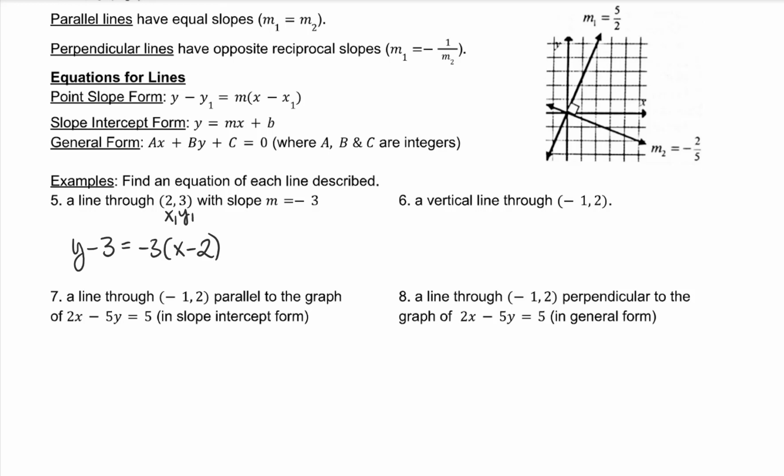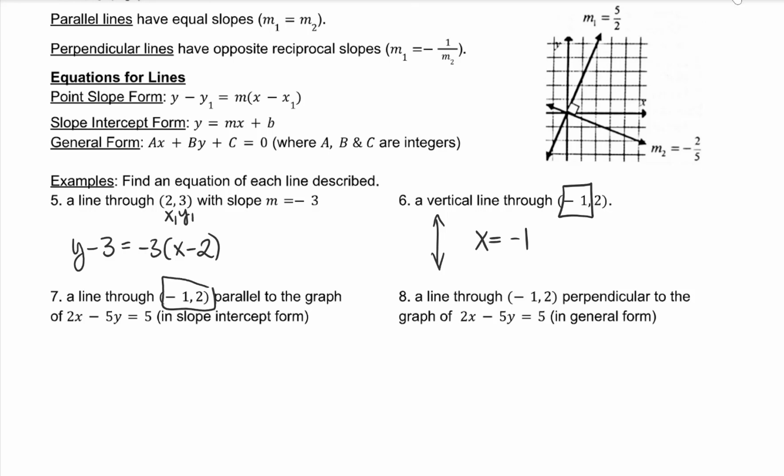A vertical line through negative 1, 2. A vertical line only crosses the x-axis, so it is an x equals line at the x value of our point, so x equals negative 1. If they set a horizontal line through this point, then we would say y equals 2.